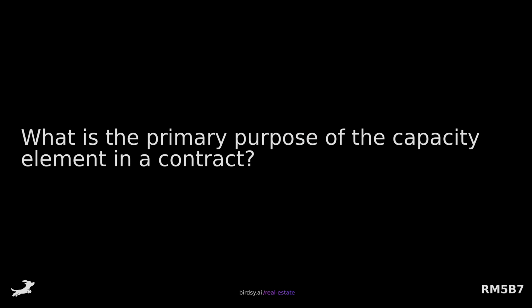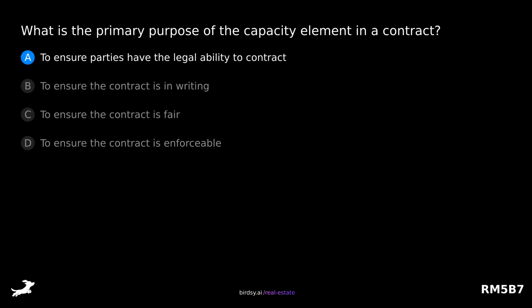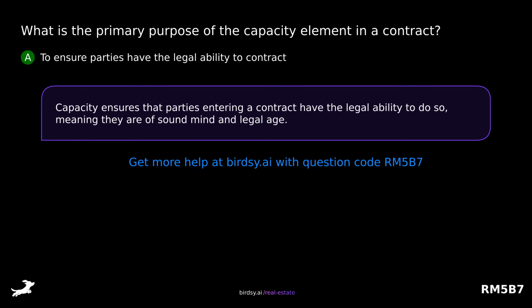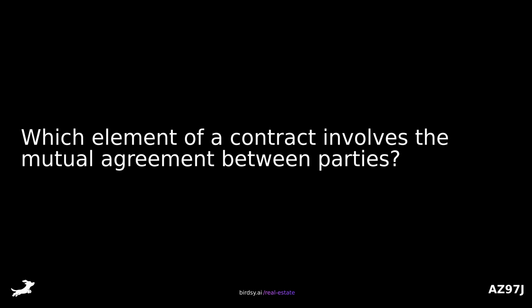What is the primary purpose of the capacity element in a contract? Is it A, to ensure parties have the legal ability to contract? B, to ensure the contract is in writing? C, to ensure the contract is fair? Or D, to ensure the contract is enforceable? The answer is A, to ensure parties have the legal ability to contract. Capacity ensures that parties entering a contract have the legal ability to do so, meaning they are of sound mind and legal age.